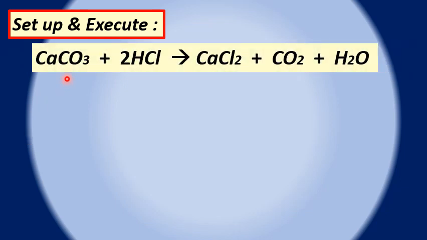Based on this balanced equation, 1 mole of calcium carbonate reacts with 2 moles of hydrochloric acid, forming 1 mole of calcium chloride plus 1 mole of carbon dioxide gas and 1 mole of liquid water.